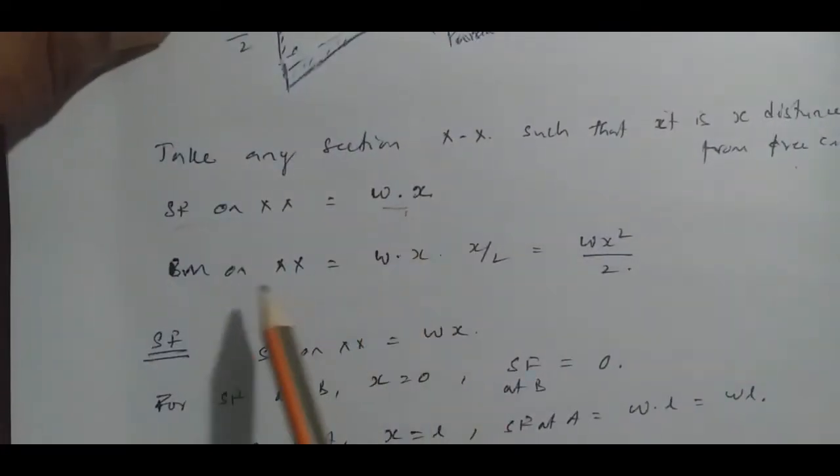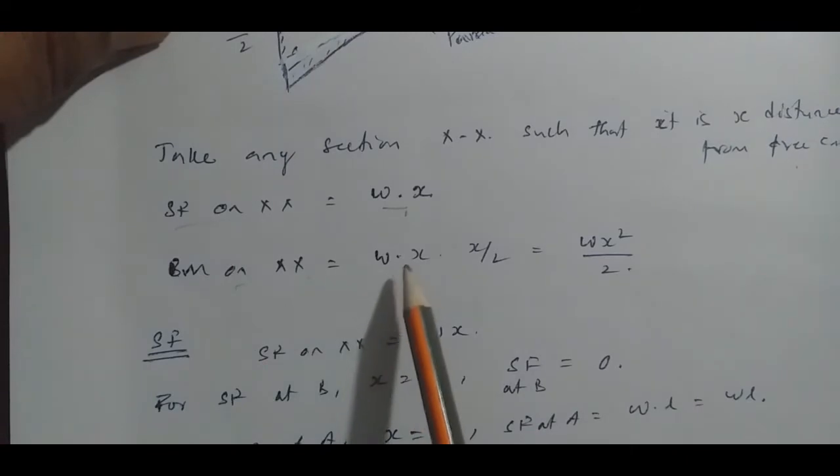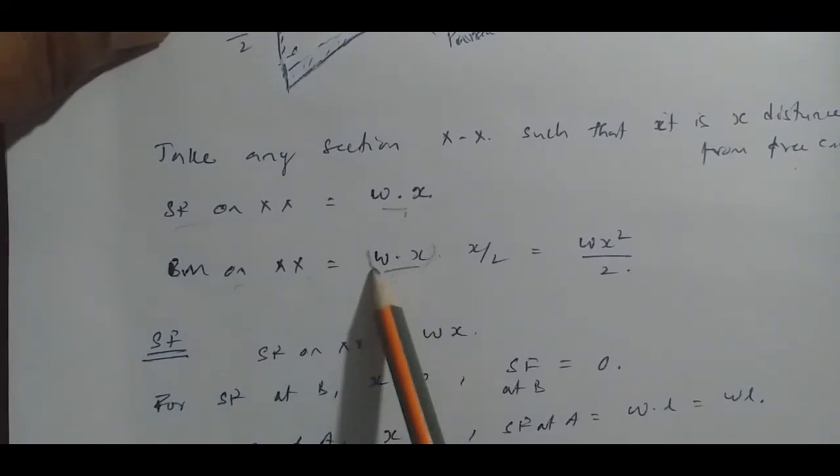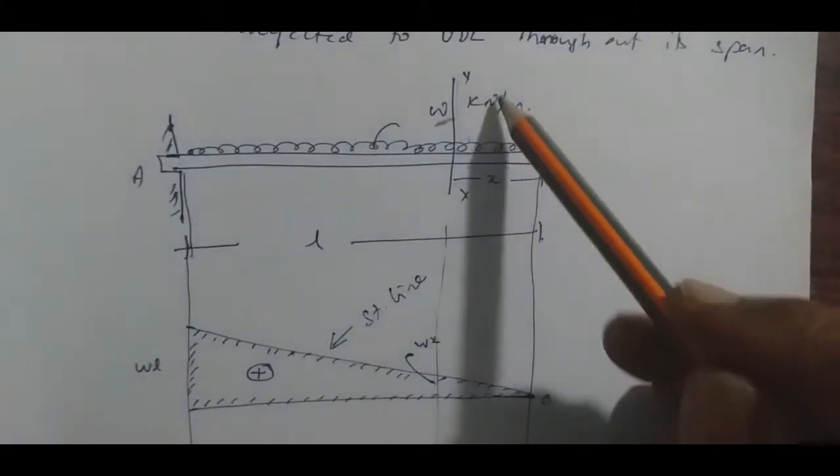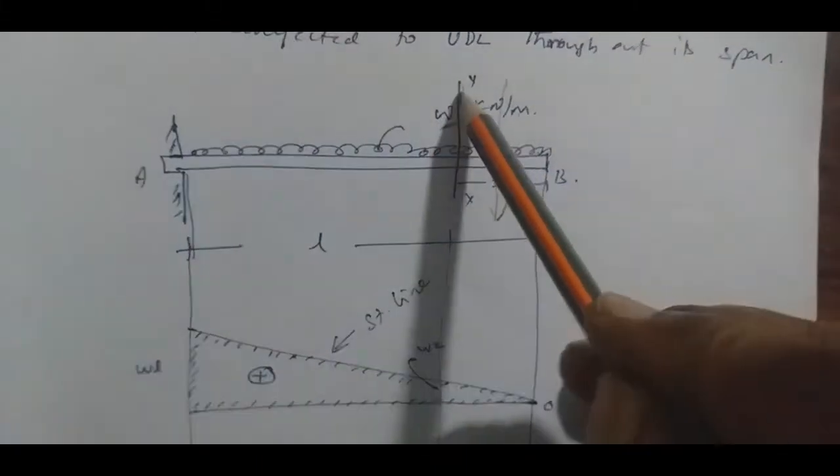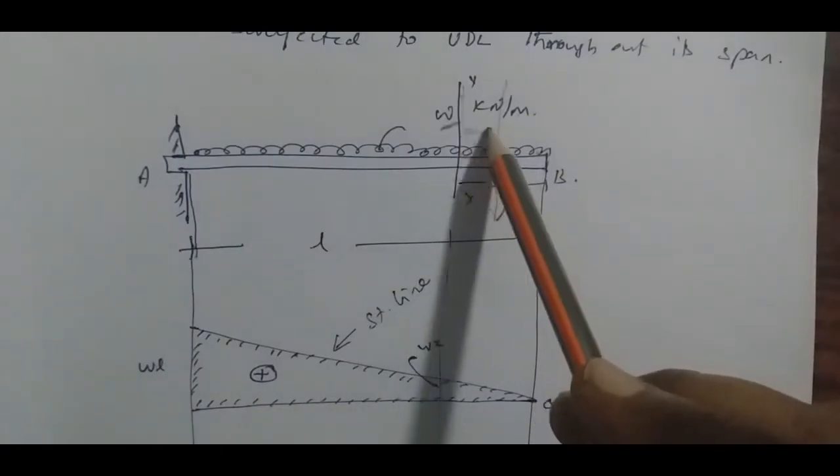Now the bending moment on XX is nothing but W into X, which is the load value, times the distance factor. This Wx will be acting at the center, and so the distance is X by 2.